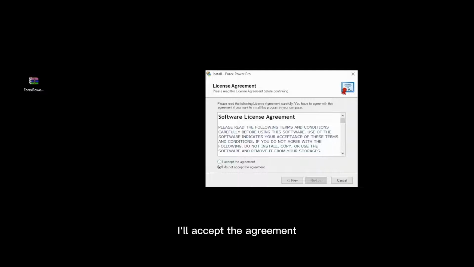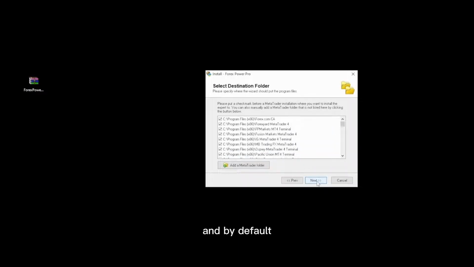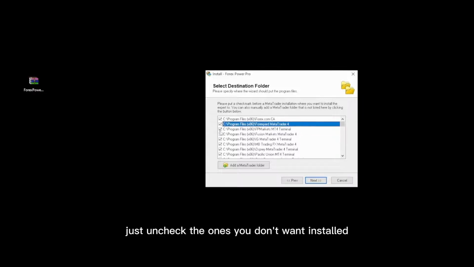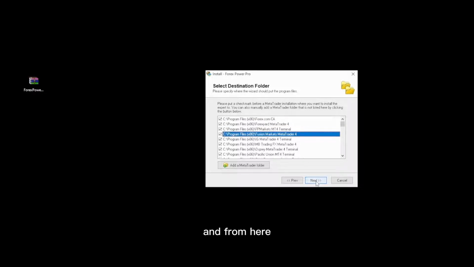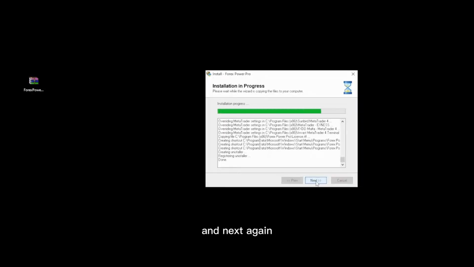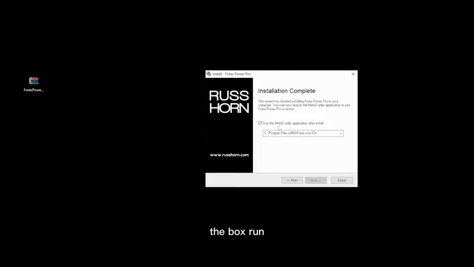And from here, I'll accept the agreement and click next. And by default, the installation wizard is going to select every platform that it can find on your computer. If you don't want to install this on certain platforms, just uncheck the ones you don't want installed. I'm going to keep them all checked. And from here, I'll click next and next again. And now we've got it installing. And once that's finished, click next. And from here, the box, run this MetaTrader application, is checked, and it shows you what platform it's going to run. I don't want to run that one. I'm going to uncheck the box, and then I'll click finish. And from here, I open the MetaTrader platform that I had just closed.